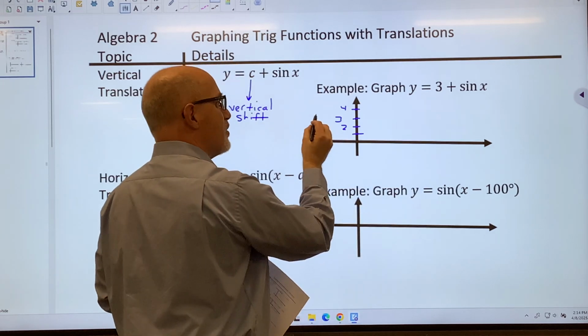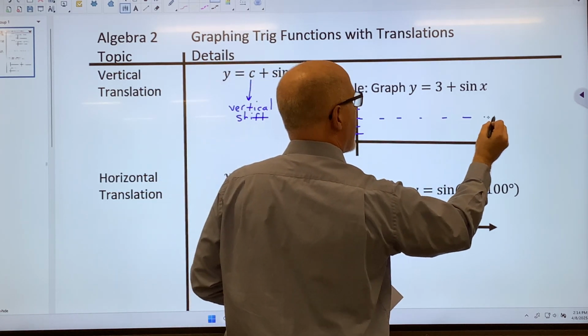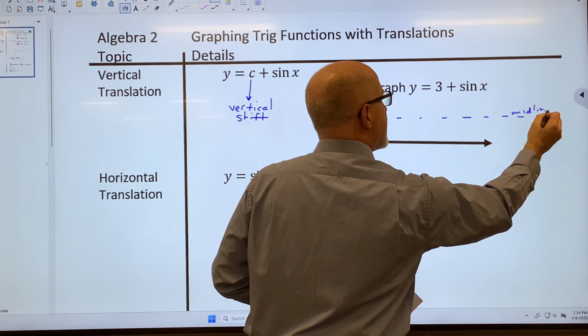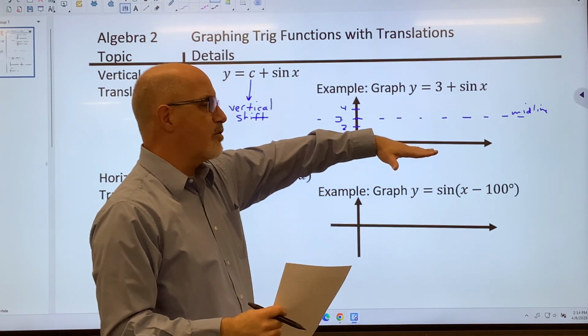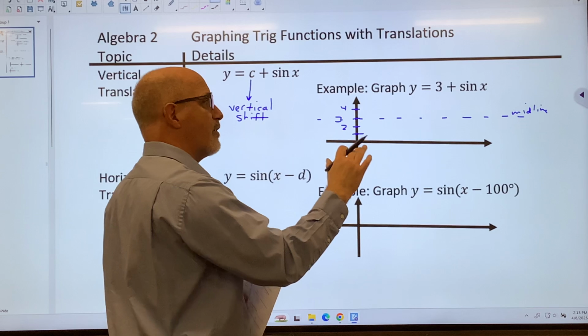So what I'm going to do is draw a new midline here. And this midline is just a guide. It doesn't have to be on the graph. It just reminds us that the axis used to be the midline. Now we've moved it up 3 units from there. That's the middle of the graph.